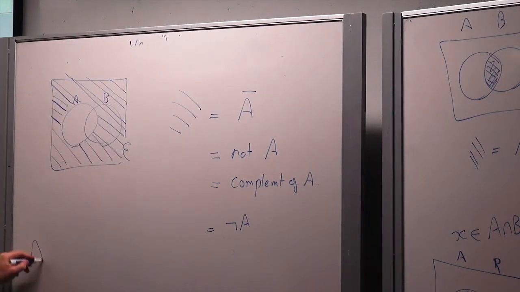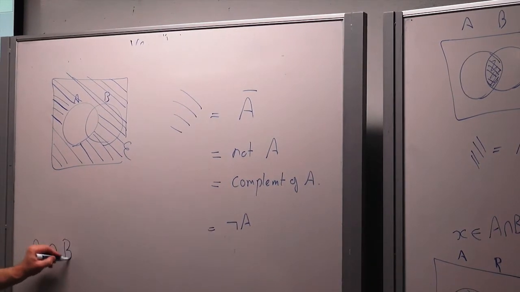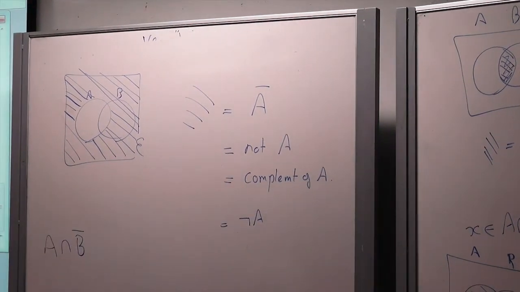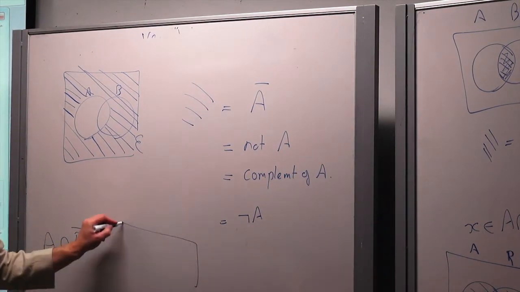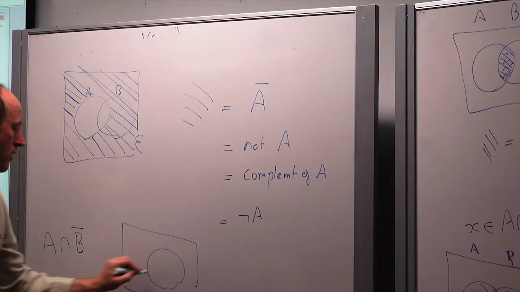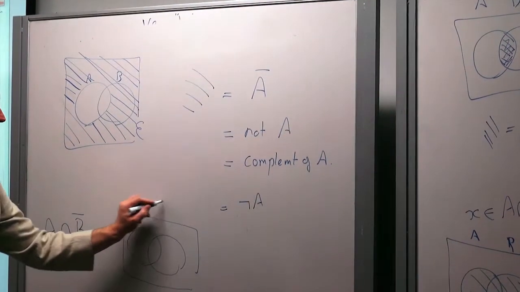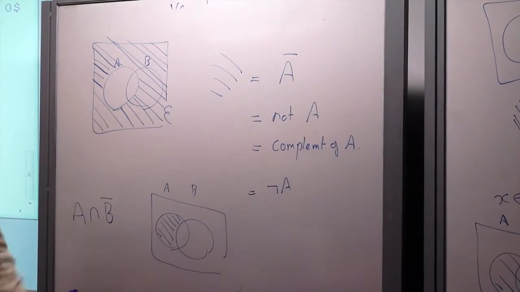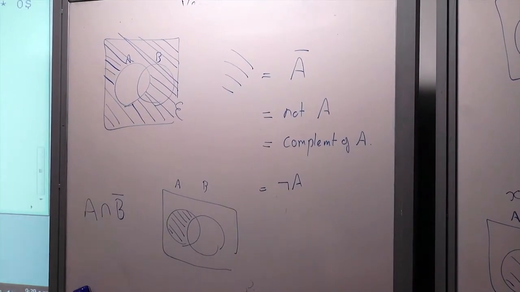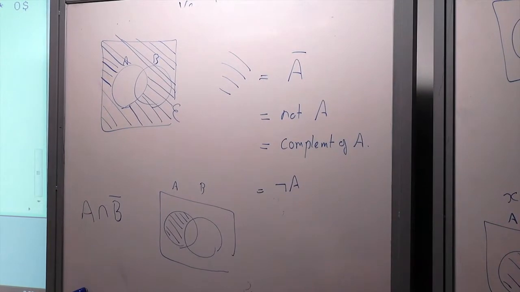So I can form things like A intersect B bar. Just bringing these ideas together. And graphically, it looks like this. Yep. A intersect B bar.